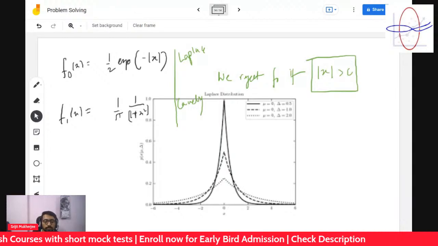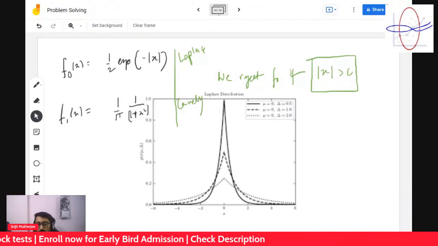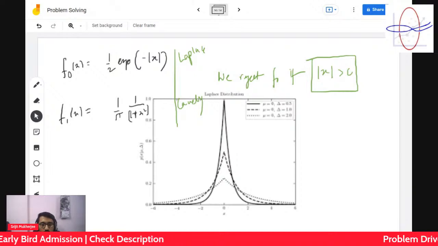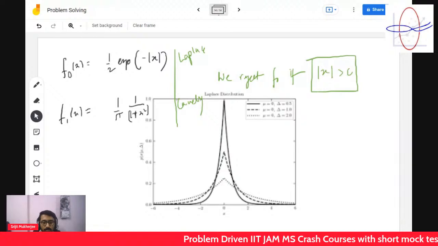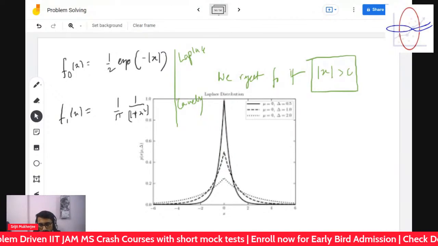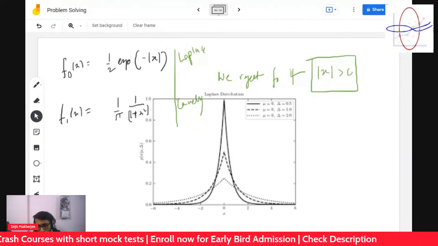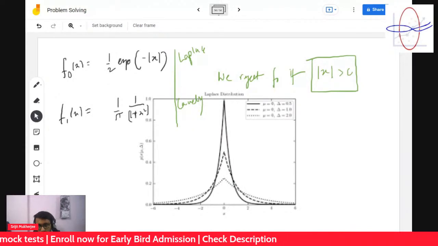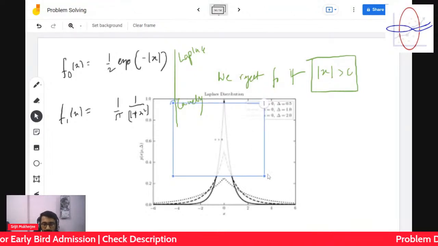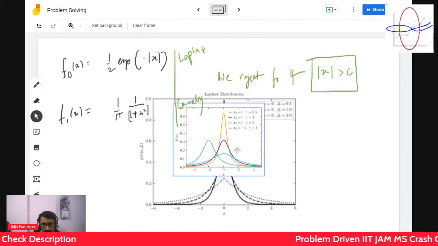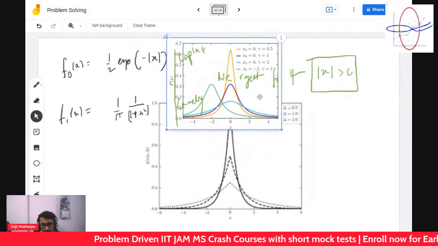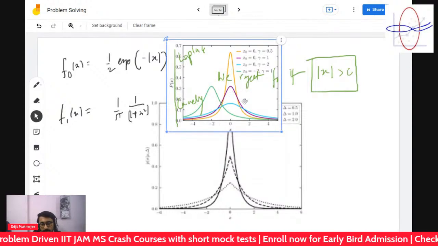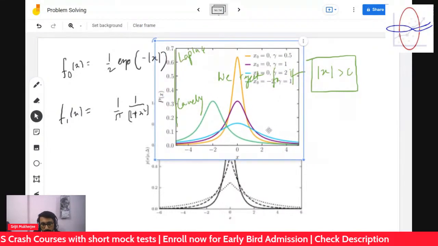Just Cauchy 0,1 over here. Okay, just give me a minute. This is something called a heavy tail distribution. You will understand. Let's put it over here. The purple one.